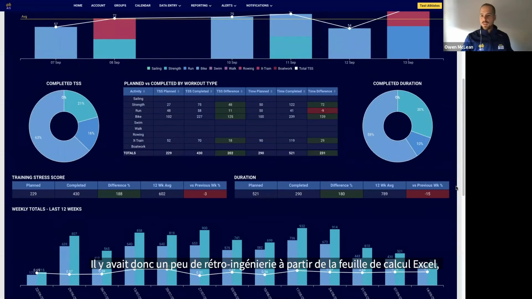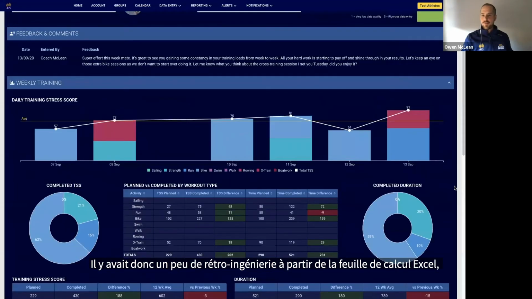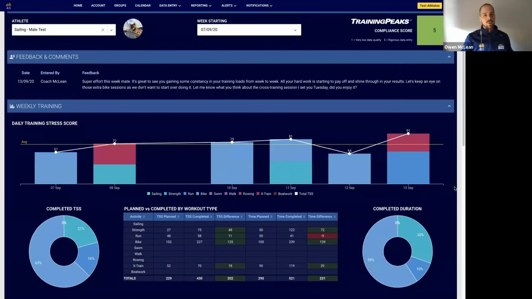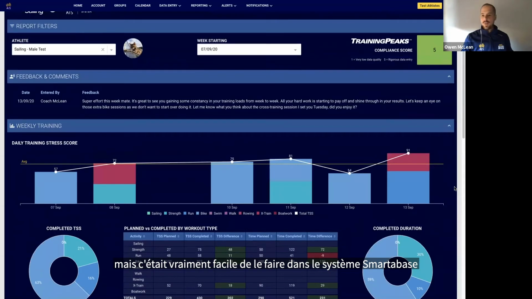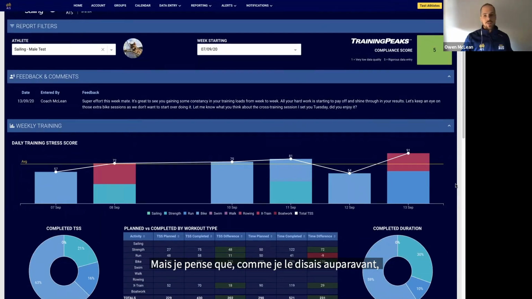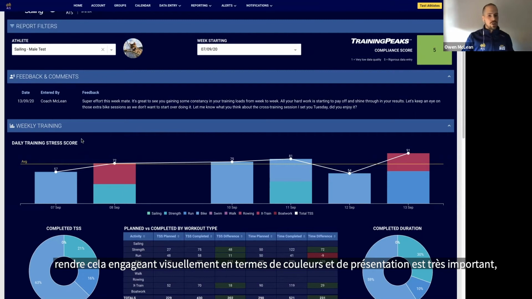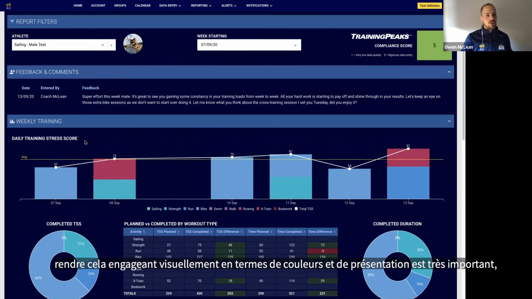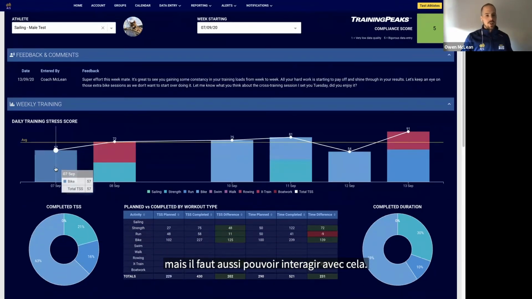Yeah, so there was a bit of reverse engineering going on from the Excel spreadsheet, but it was really easy to do that in the Smarter-based system with all the data flowing through from TrainingPeaks and capturing that for each athlete. But I think, as I was saying before, it's about making this visually engaging in terms of the colors and the way it's laid out, but then being able to interact with it as well.